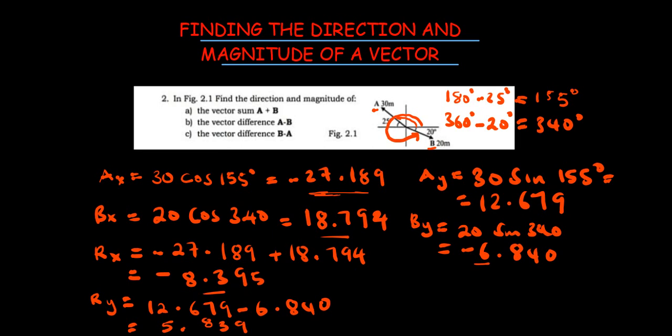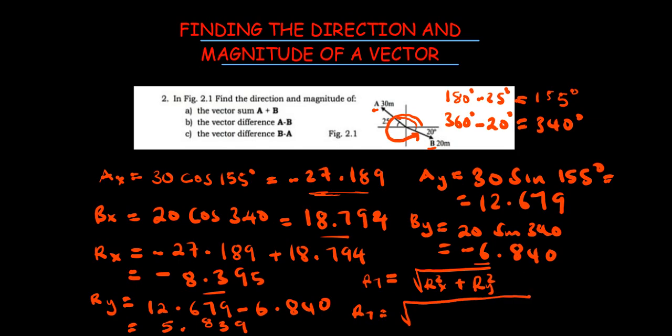Now I must find the total. How am I going to find the resultant when I add the two? What will I actually be getting? What will be the magnitude of my vector? So I will use the formula RT is going to be equal to root of Rx squared plus Ry squared, like that. So what do I do next from here? From here I just plug in my values.